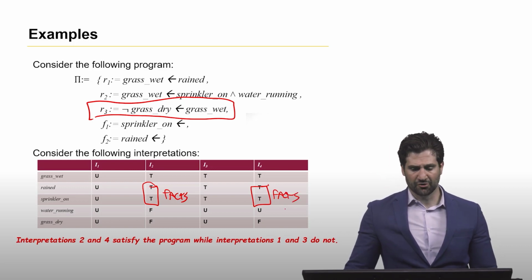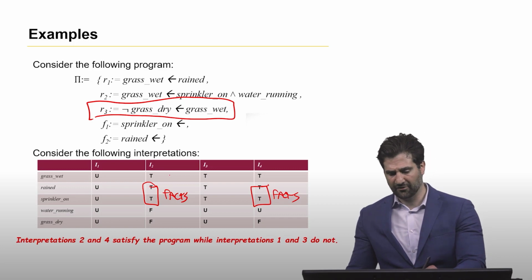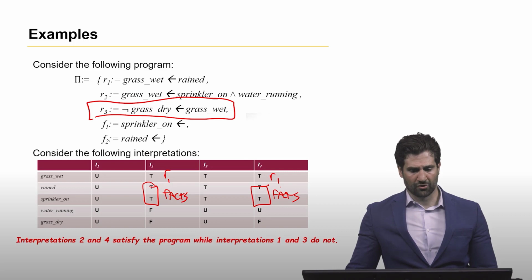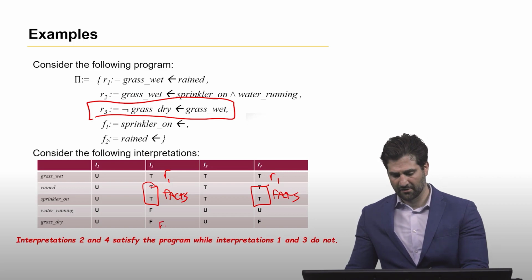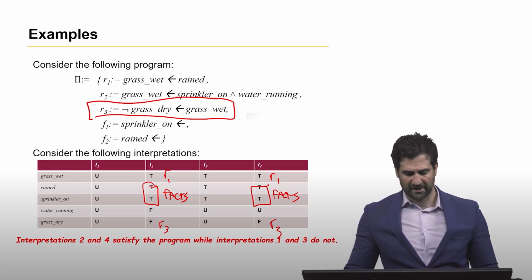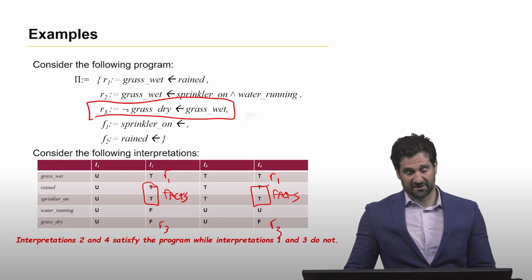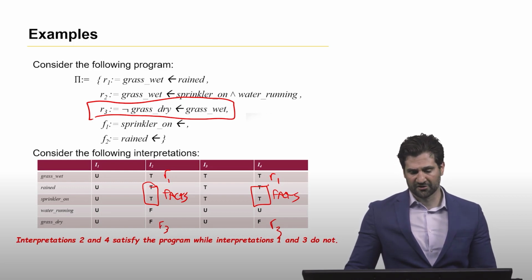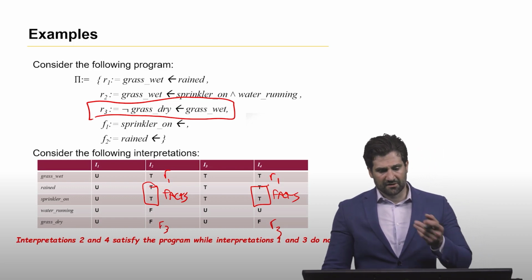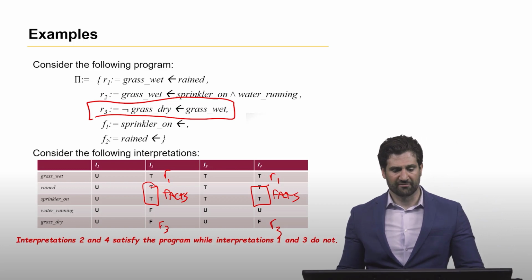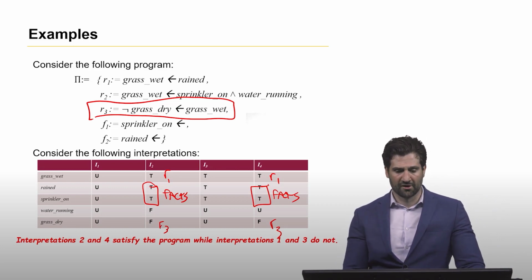And then as we do to rule 1, we can conclude the grass is wet. So rule 1. And rule 3, we can conclude the grass is not dry. And there is nothing that allows us to conclude that the water is running, because it's not a fact and it doesn't appear in any of the rules that fires. But there's nothing saying that that's not the case. So, we have both interpretation 2 and 4 both satisfied.